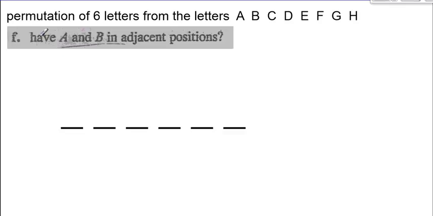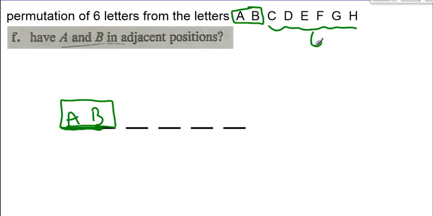Now we need A and B to be in adjacent positions. So my approach to this is to take A and B and glue them together and think of them as one letter. And that means that I have to consider having one less space available to fill because the A and B takes up space, obviously. So let's pretend that the AB go here. So there's that letter called AB. And then that means that I have 6 letters left to fill 4 positions. So that would involve a permutation of 6 objects into 4 positions.